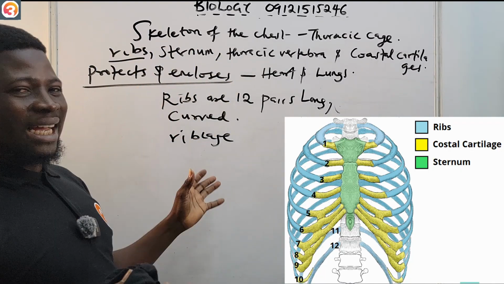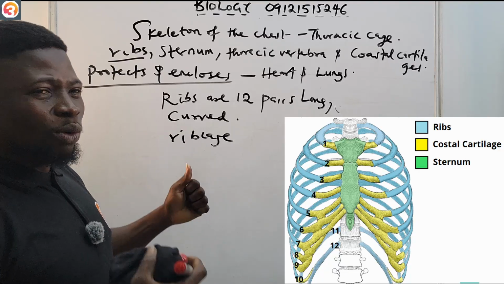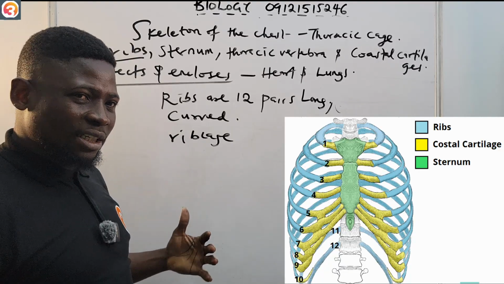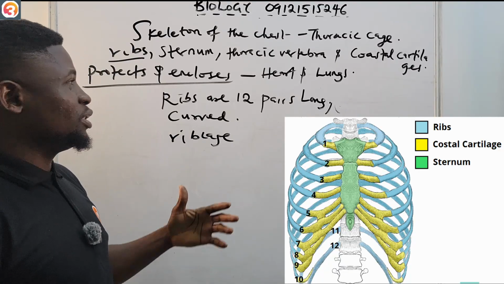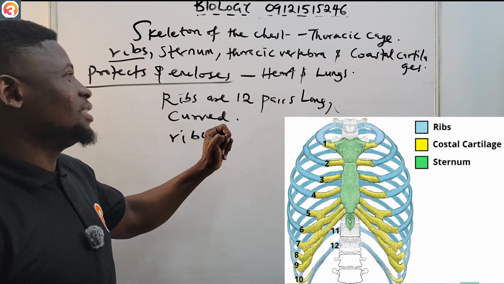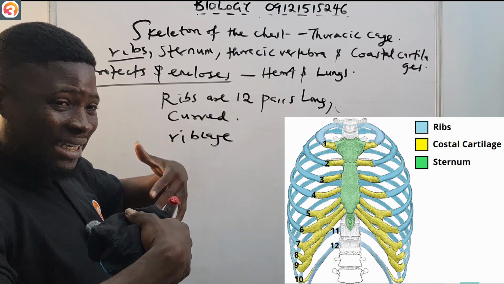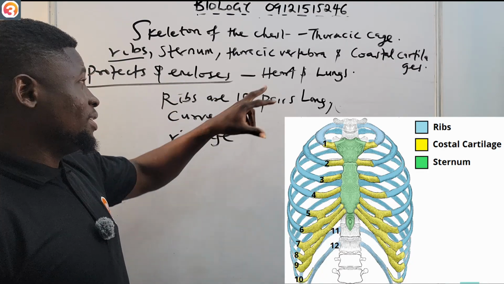That protects and encloses the internal organs present in the thoracic cage, which are the heart and the lungs, present in the thoracic cavity.